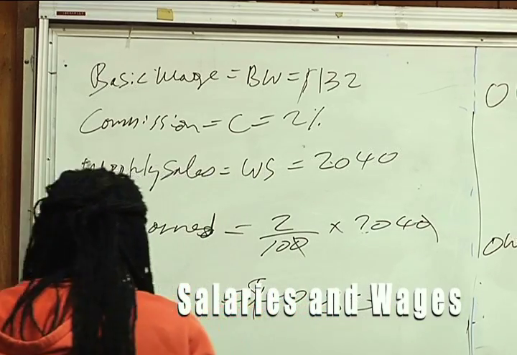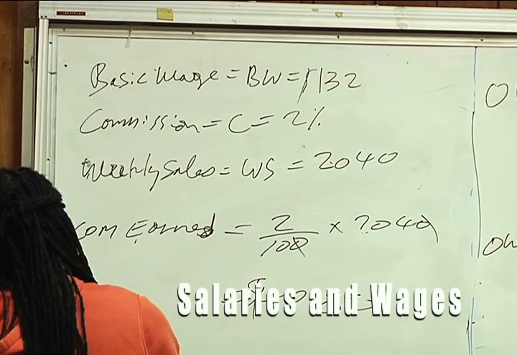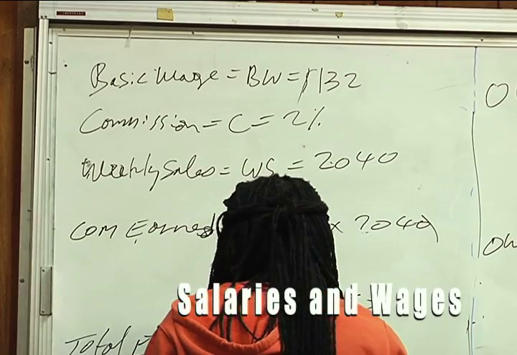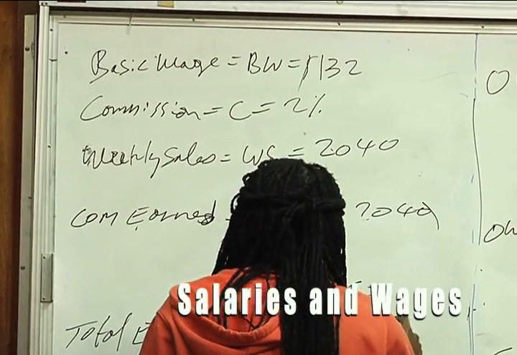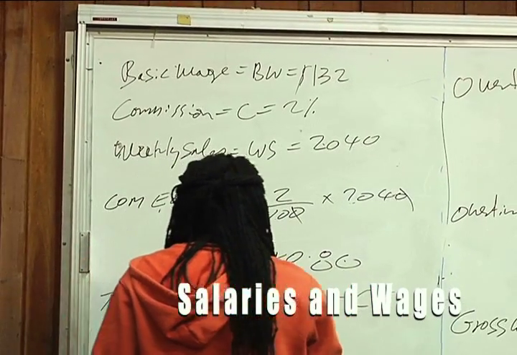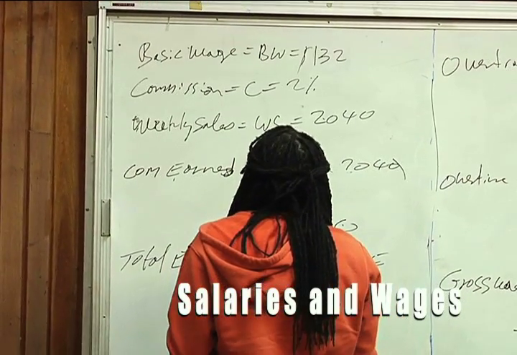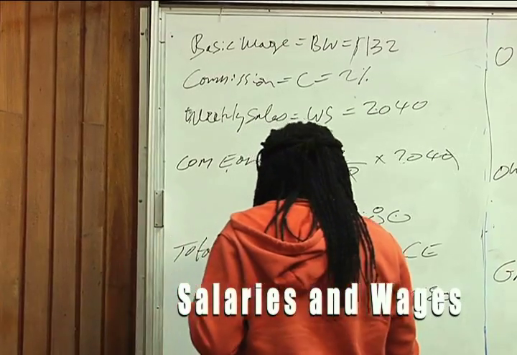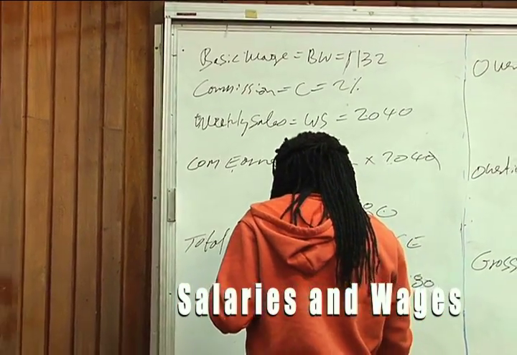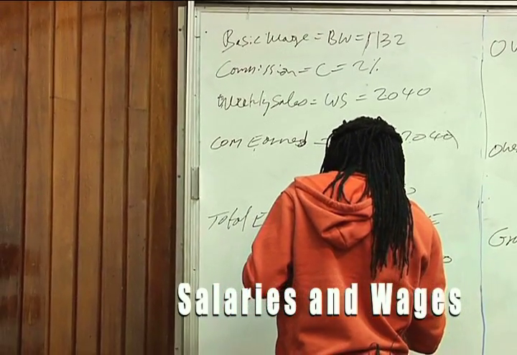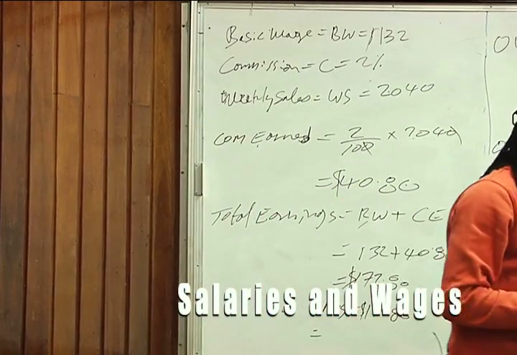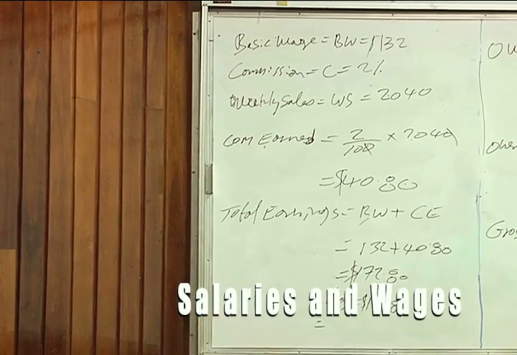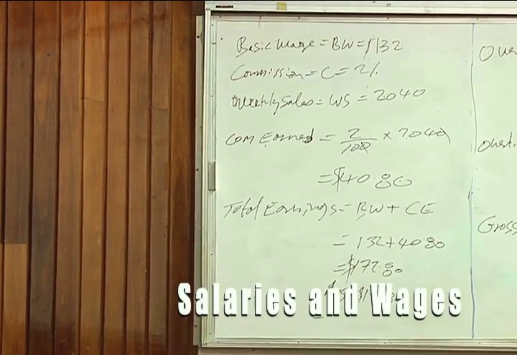And what does the question ask you? How much does she earn? Her total. So total earnings equals basic wage, BW, plus commission earned, CE, equals 132 plus 40.80, which is 172.80. Simple?